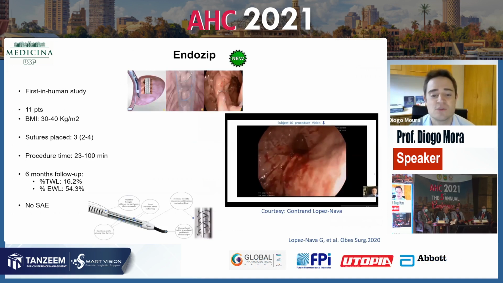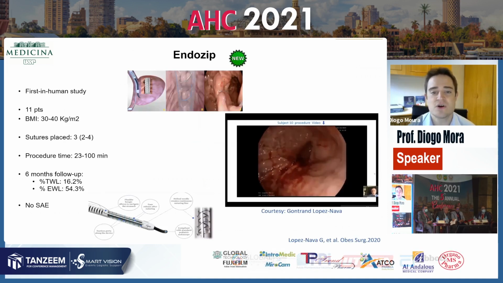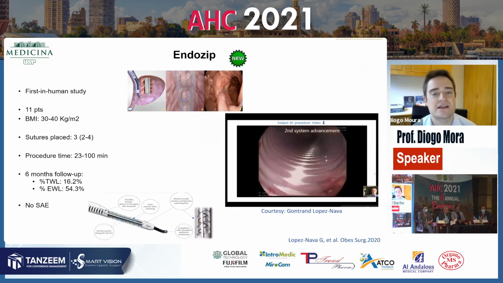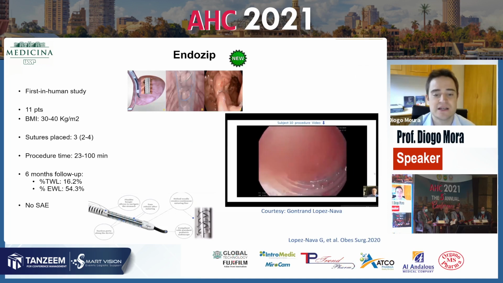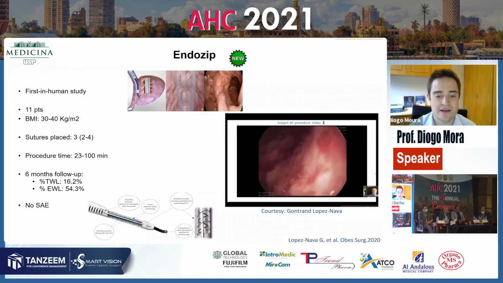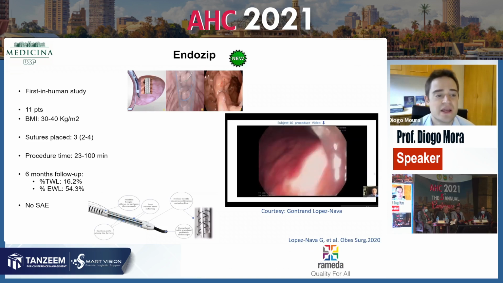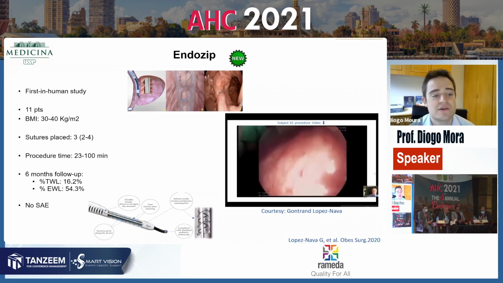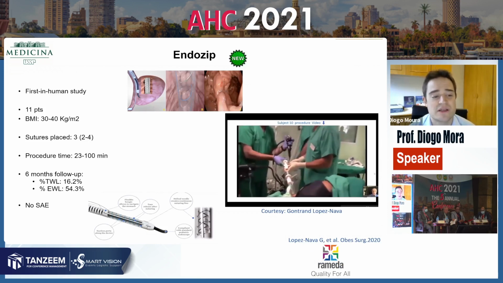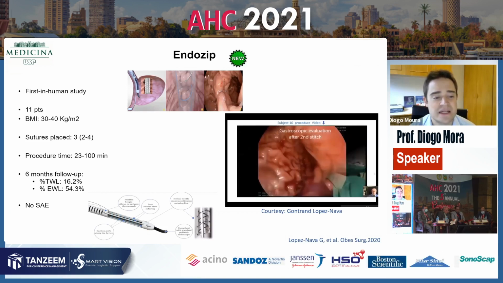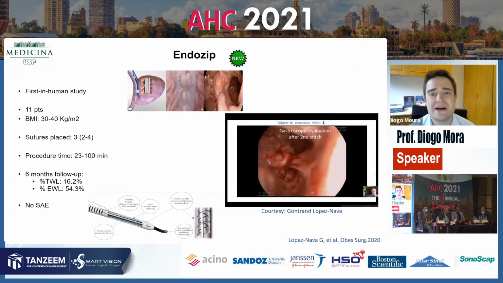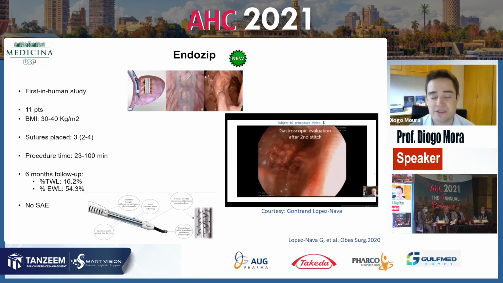The EndoZip is another suturing device. This is an automatic suturing device. You place this device inside the stomach, and then you have a needle which does a mechanical suturing, also a full thickness suturing. The results at 6 months follow-up were quite interesting, a 16% total weight loss. The device is having some modifications for the next generation, but I think soon we're going to have this available on the market.